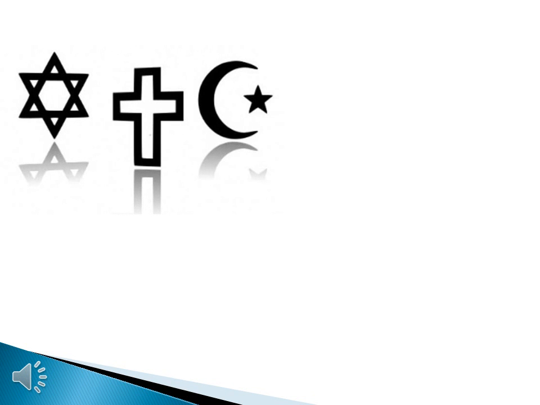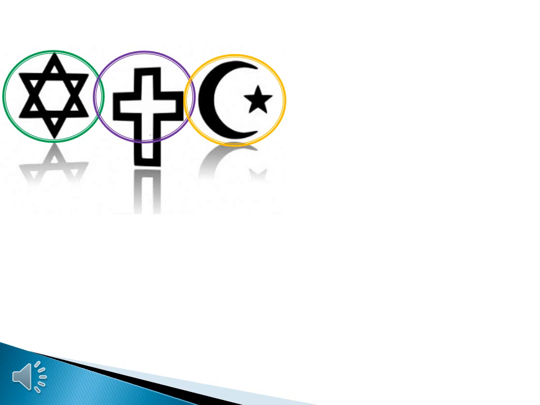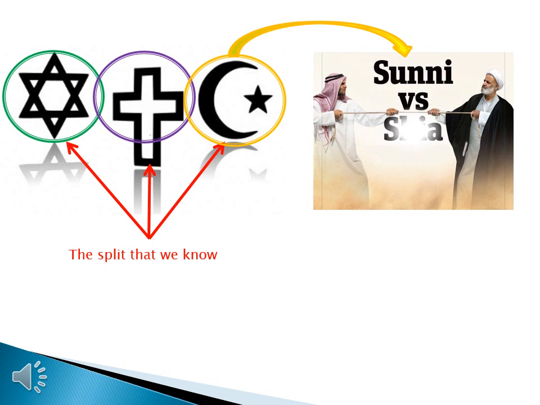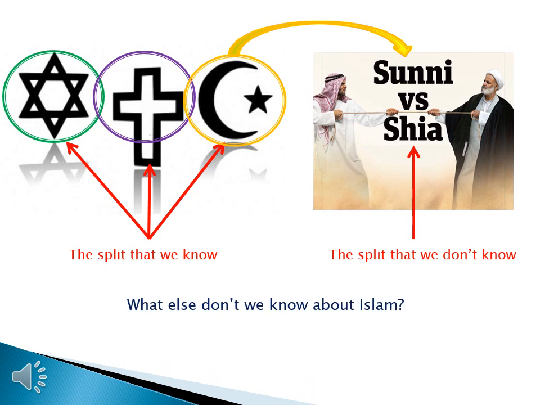Welcome to World History 1 Lecture 8.2 on Islamic Expansion and Major Contributions, and we just finished talking about these three major Western religions, Judaism, Christianity, and Islam. And we learned that while these religions are similar, there are major differences. So this is the split that we know. What's this? Sunni versus Shia? Something to do with Islam? This is the split that we don't know. What else don't we know about Islam? Well, today we're going to explore what else we might not know about Islam. And with that said, let's go to the next slide.